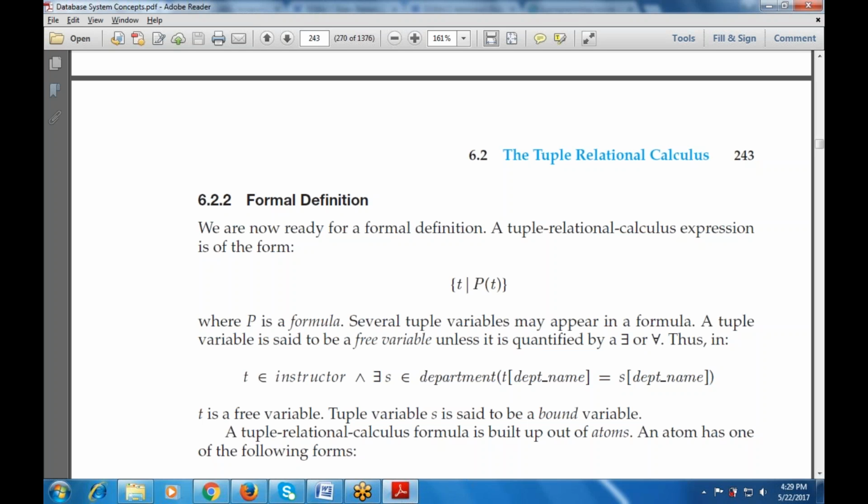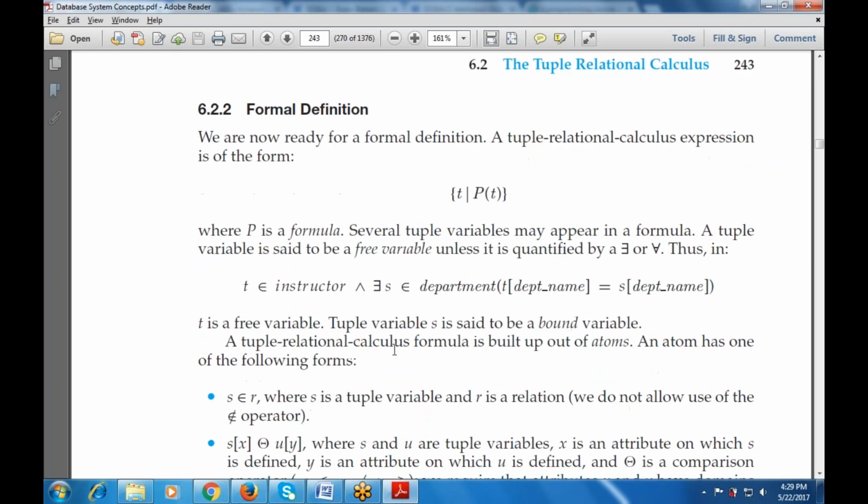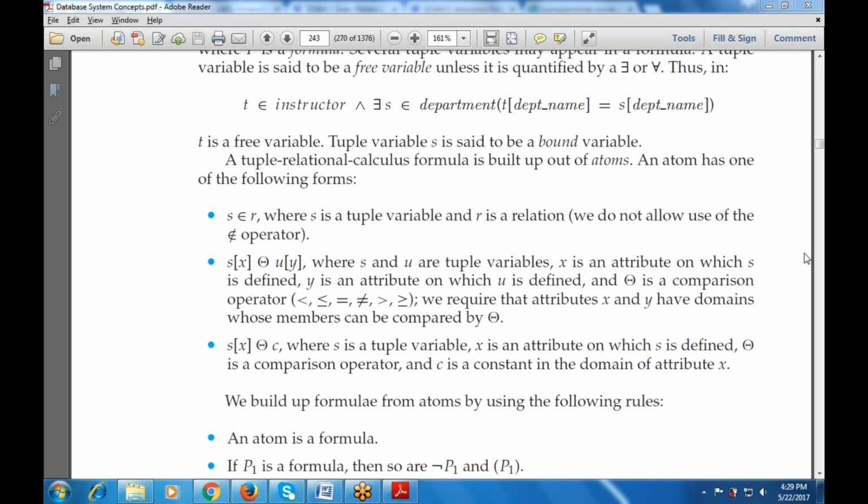So t is a free variable. This tuple variable s is said to be a bound variable. Then a tuple relational calculus formula is built up of atoms. An atom has one of the following forms.